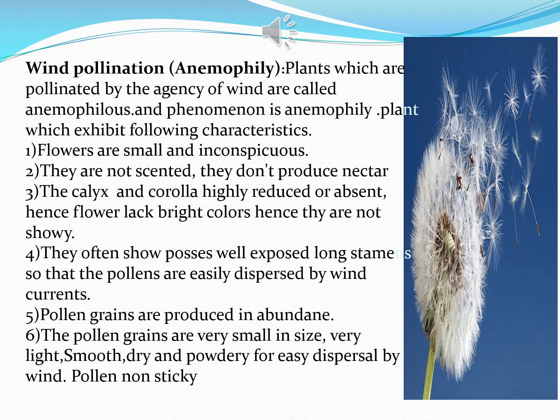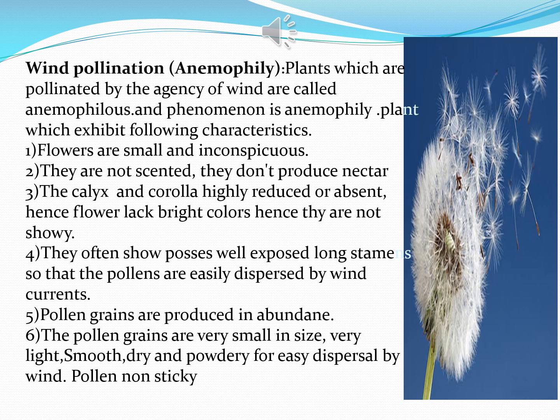Next point, the flowers which go for wind pollination often show well exposed long stamens. In some plants they show long elongated stamens, which are easily dispersed by the wind currents. If they had short stamens, it would be difficult to disperse the pollen grains. To avoid that, they develop elongated stamens so the pollen can easily disperse by the wind currents.